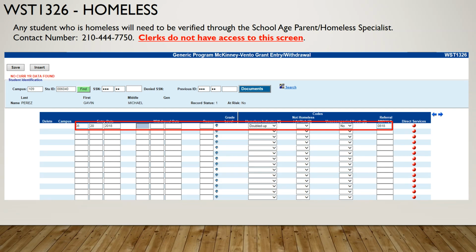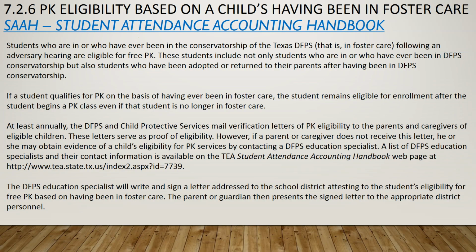Any student who is homeless will need to be verified through the school-age parent homeless specialist. Contact 210-444-7750. Clerks do not have access to this screen. The next screen is information on pre-K eligibility based on the child having been in foster care. Again, at your convenience, please review this information.